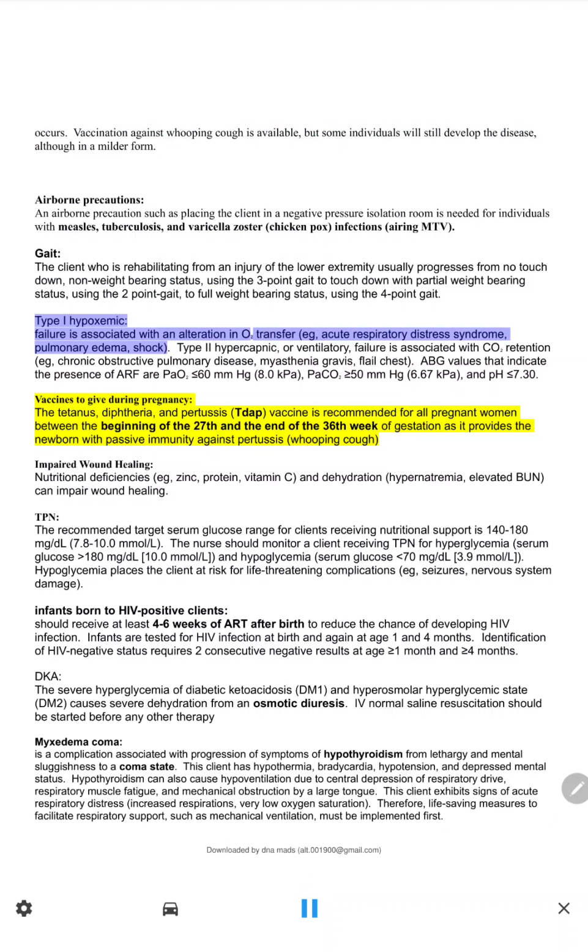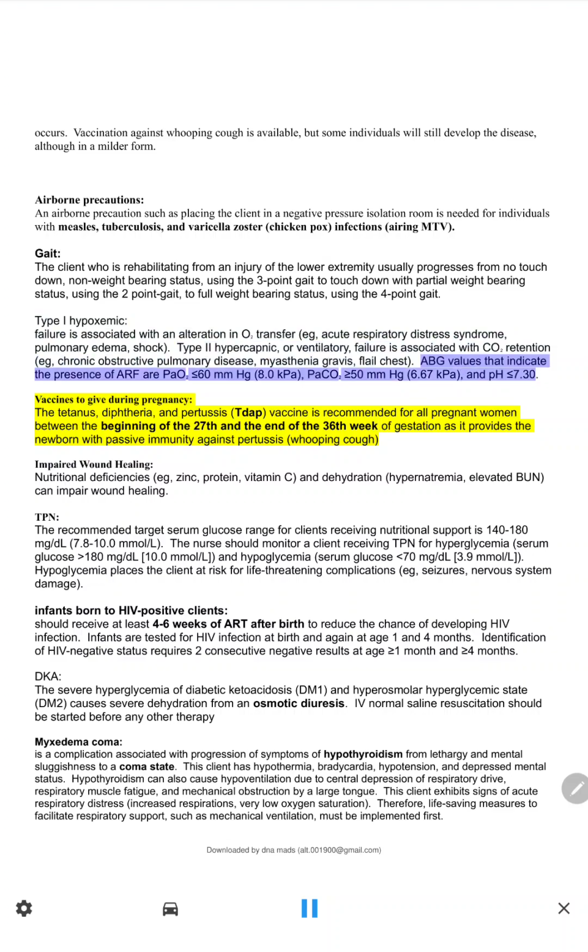Type I hypoxemic failure is associated with an alteration in O2 transfer, e.g., acute respiratory distress syndrome, pulmonary edema, shock. Type II hypercapnic, or ventilatory, failure is associated with CO2 retention, e.g., chronic obstructive pulmonary disease, myasthenia gravis, flail chest.